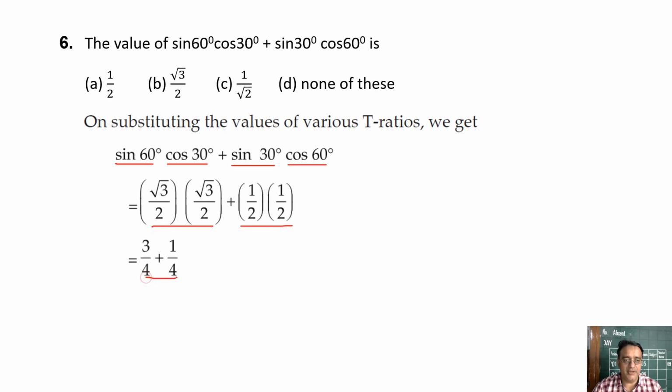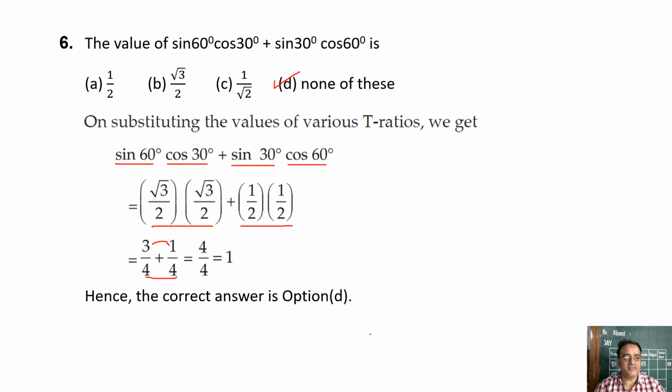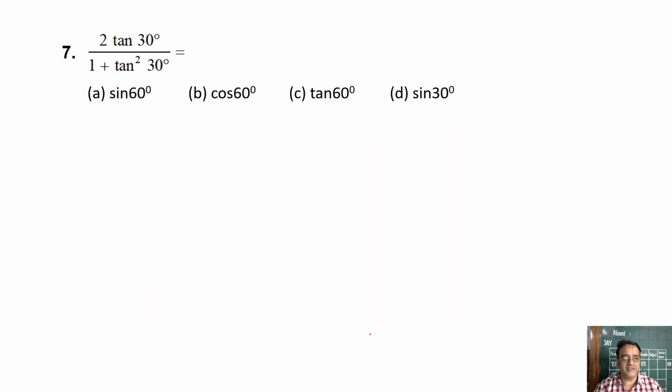See, both the denominators are same, so we will add the numerators. That is 3 plus 1 by 4, 4 by 4. Final answer is 1. So correct option? Option D, because 1 is not here. So this is the sixth question. Now we are moving toward question number 7.